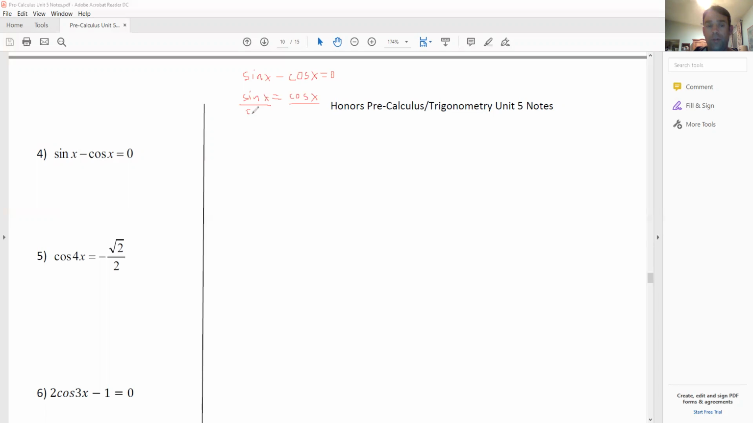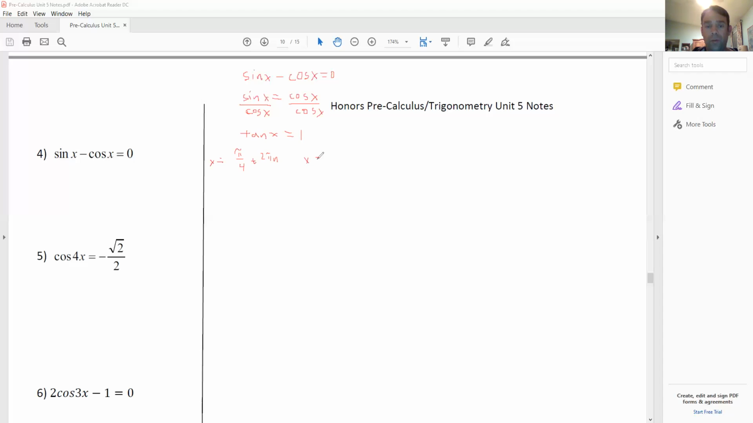I could divide both sides by a trig function. In this case, I could divide them both by cosine. So tangent of x equals 1. So where on the unit circle does tangent equal 1? Well, that would be at pi over 4, and 5 pi over 4.